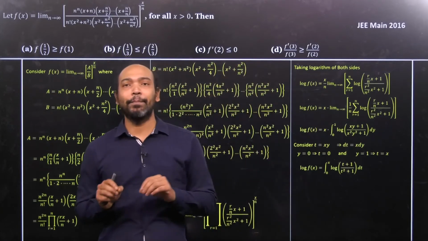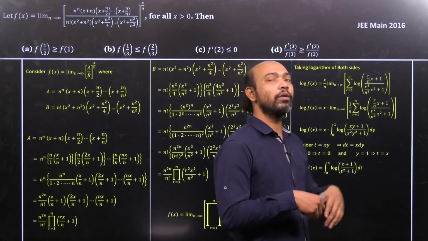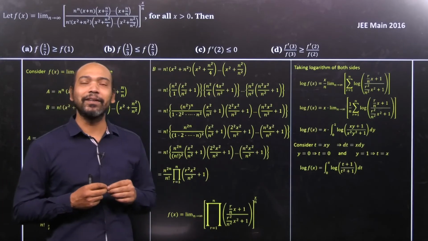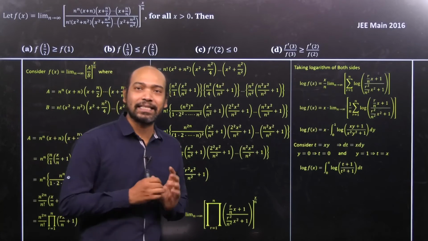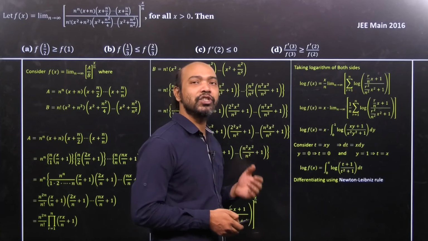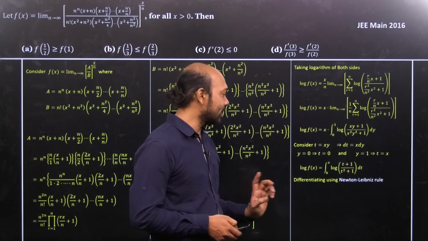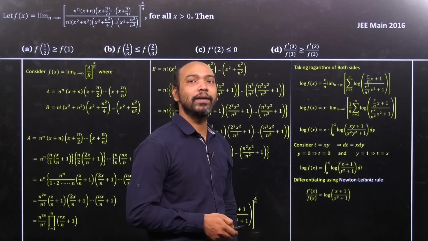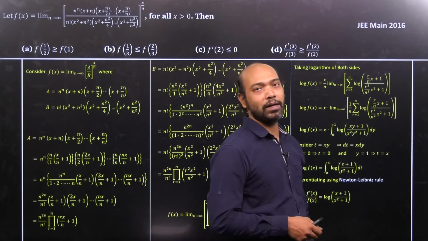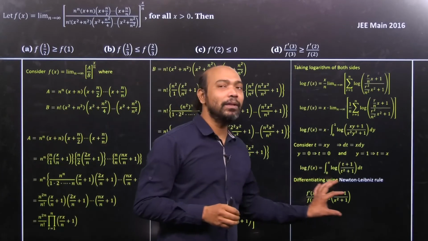Now here we need to apply one new technique called the Leibniz rule. Newton-Leibniz rule, or differentiation of an integration, or differentiation under the integral sign. If I apply the Newton-Leibniz rule, this becomes 1 by f(x) times f dash x, and the x goes inside. So directly we can say that f dash x by f(x) is equal to log of (x plus 1) over (x square plus 1). So the total summation for f(x) is now reduced to a very simple, easy calculation.